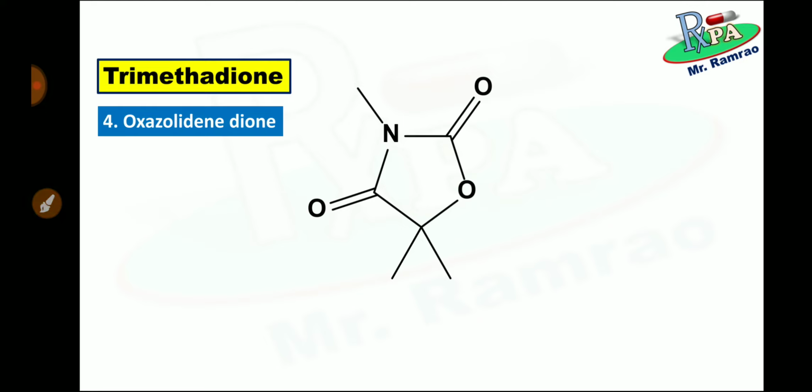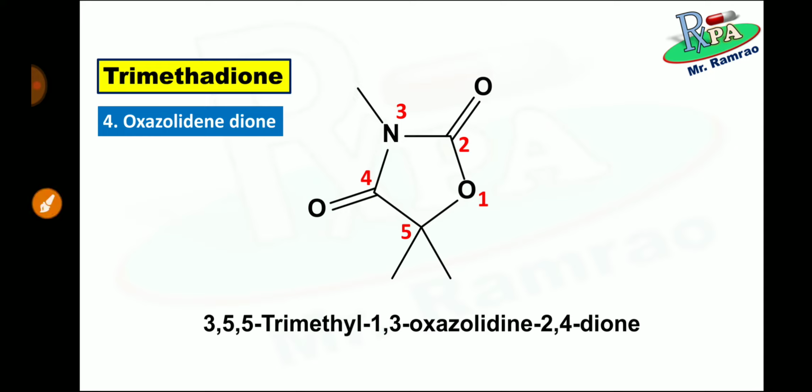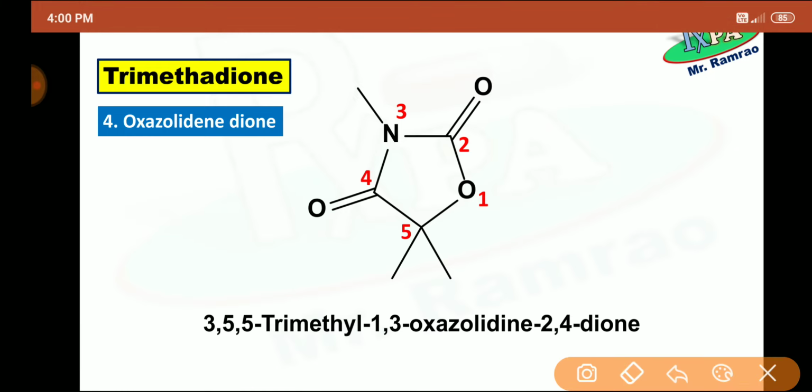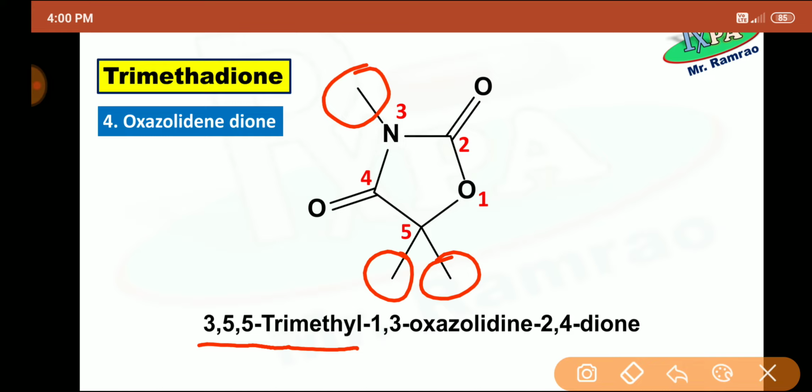First molecule is the trimethadione. The name of the molecule itself suggests that 3 methyl groups are present, trimethadione. Now we will give the numbering, and then we'll see how the IUPAC name is given. Here you can see on the third position and the fifth position, methyl groups are present. Therefore, 3, 5, 5. Total 3 methyl groups are present.